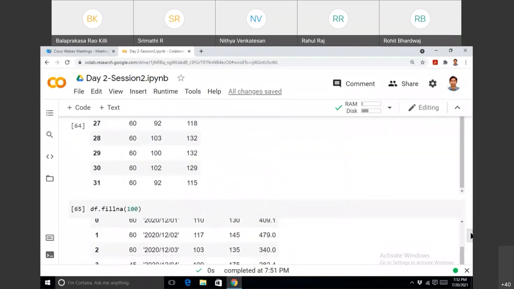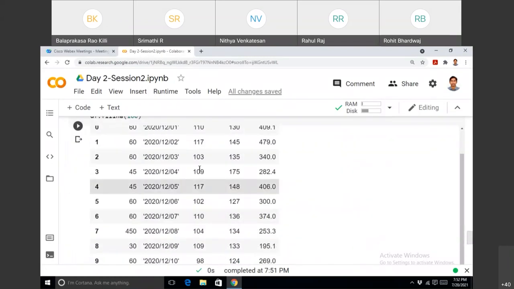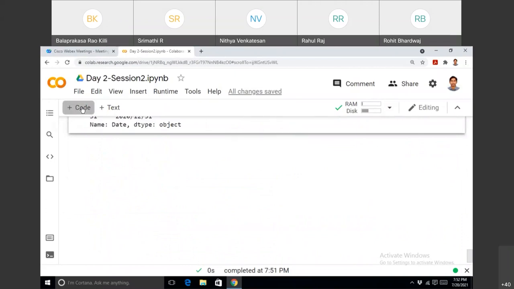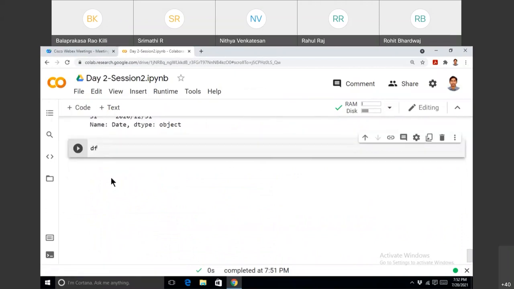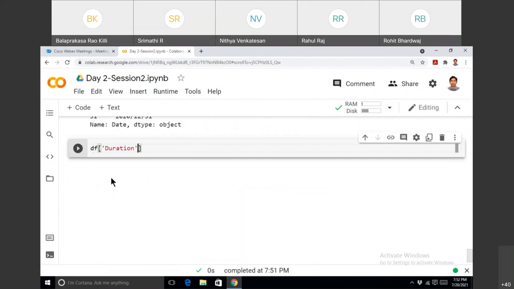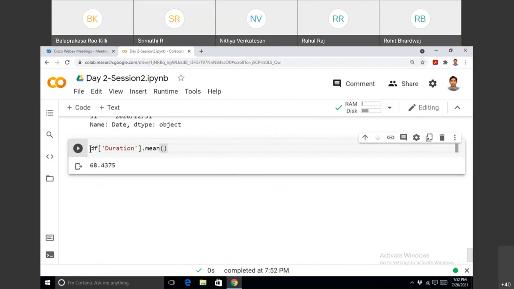But for other columns, let us say these columns have numbers. Now instead of randomly filling with some value, if you want to calculate the average and fill with it, you can do that also. How to do that? First find the mean, then fill the null value with the mean. So how to calculate the mean? First of all, suppose you want to calculate the mean of duration, this is the mean duration, right? Let me store it in mean.